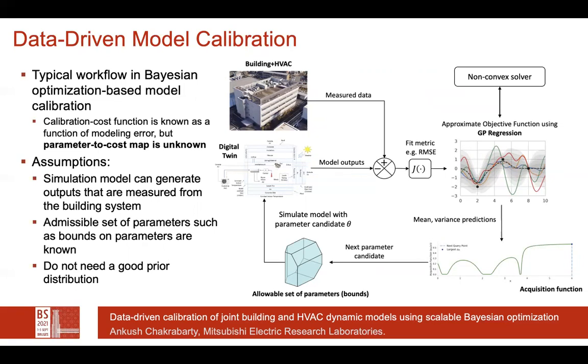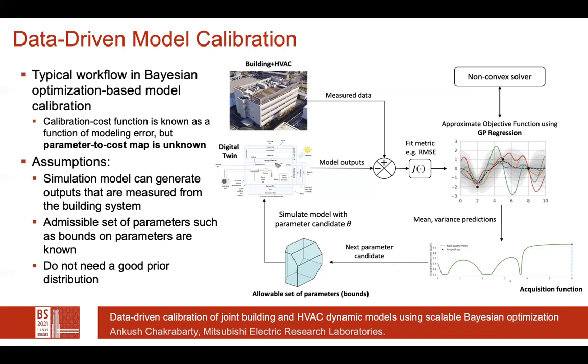Based on the data and the outputs, we can compute some calibration cost function. And since the parameter to calibration cost is an unknown function, we use probabilistic learning in Bayesian optimization to approximate what the parameter to calibration cost function looks like. And we do so with Gaussian process regression.